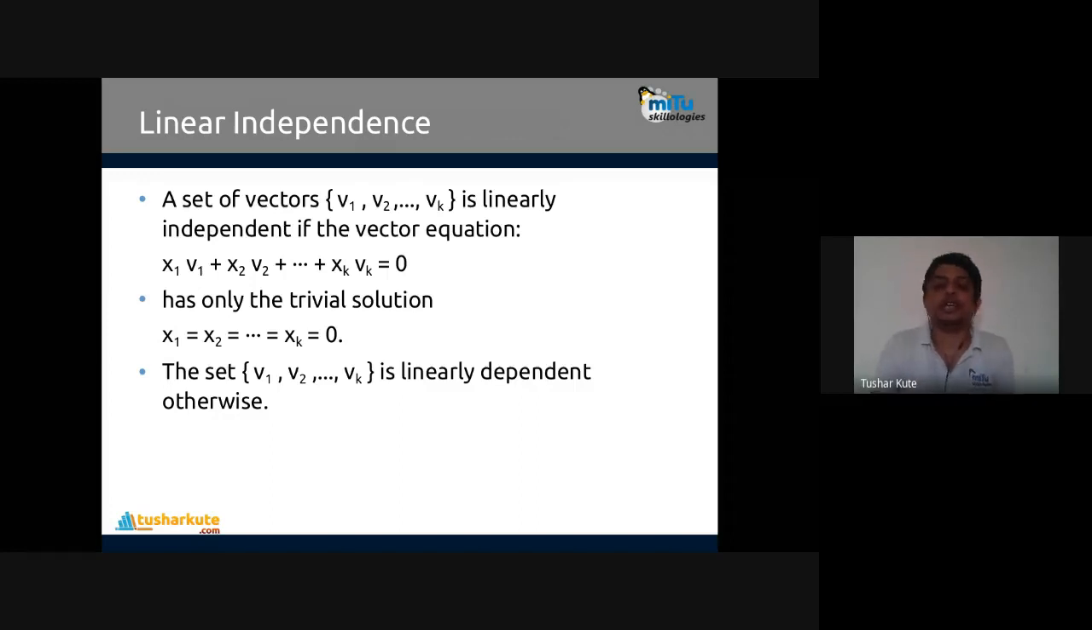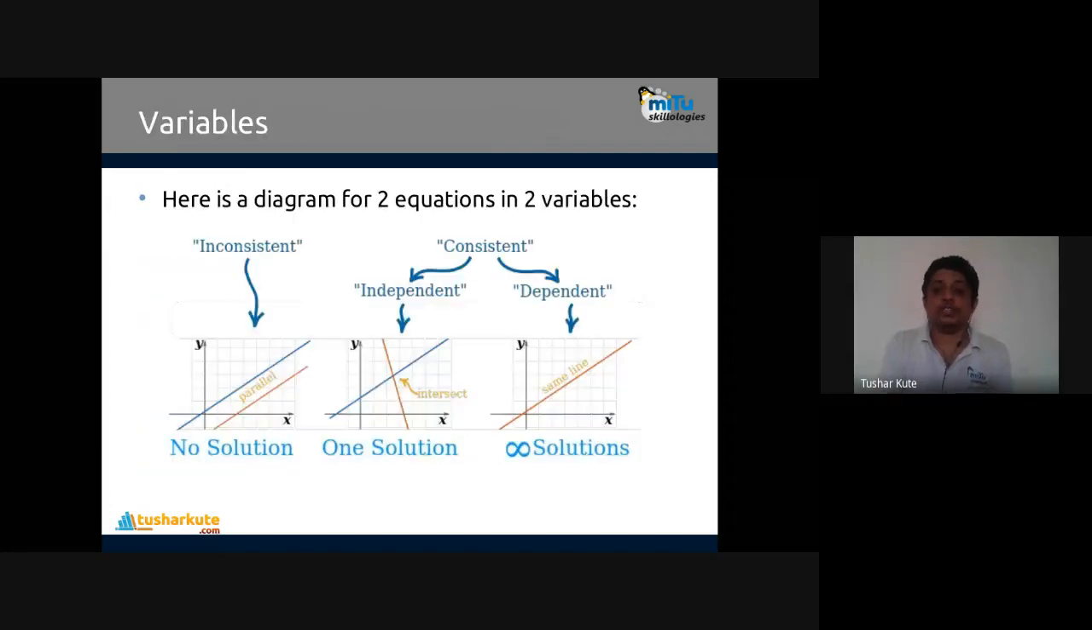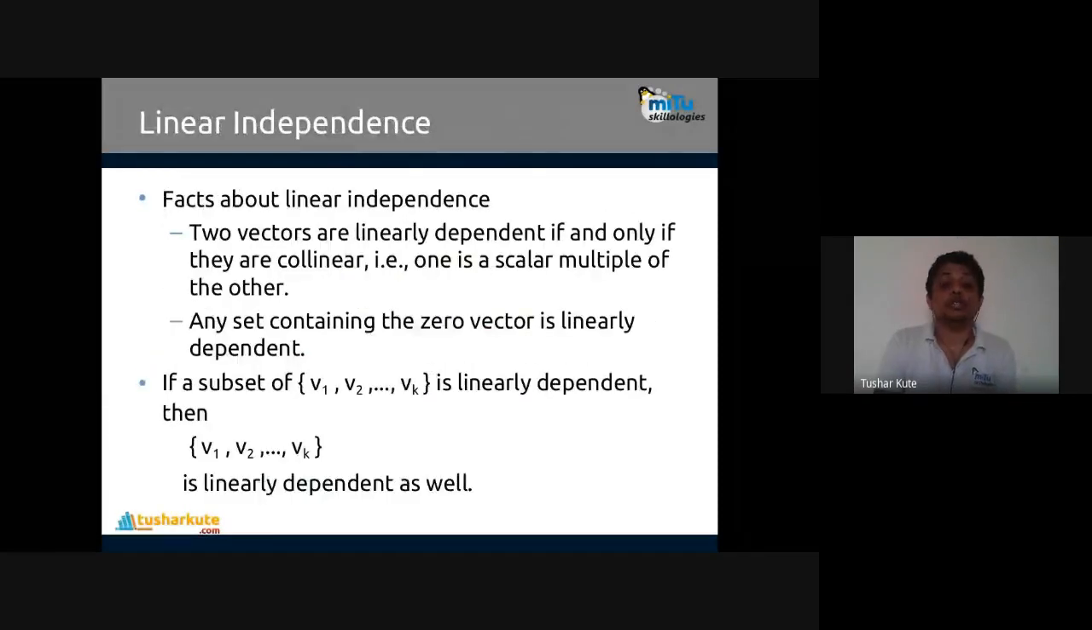Technically, we have seen how exactly independence is mentioned. So if you want to put it in theoretical format, in mathematical equation format, you can use this method to express linear independence.